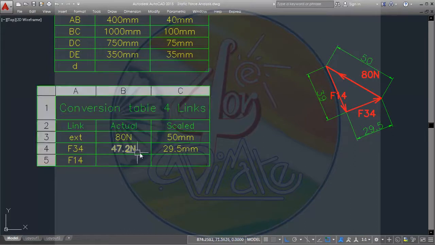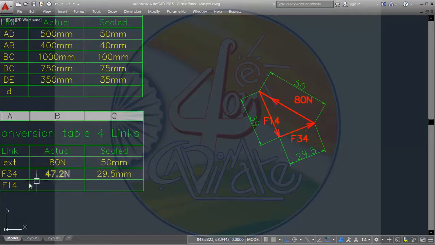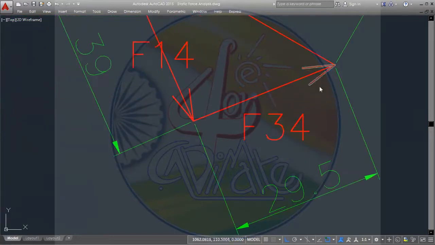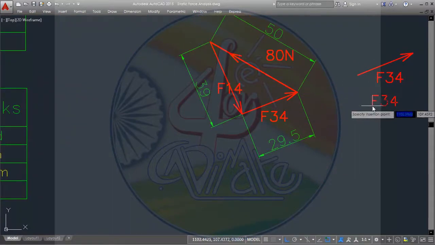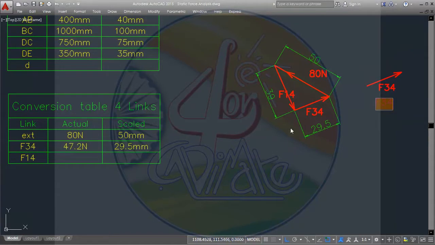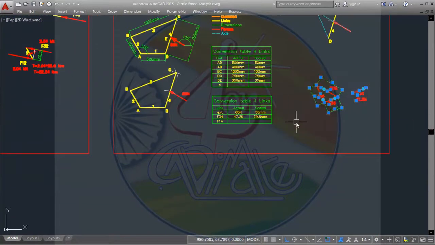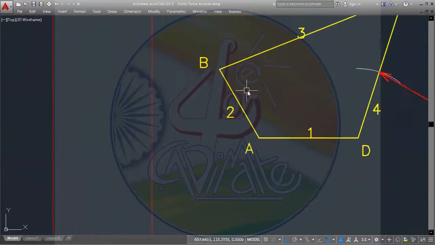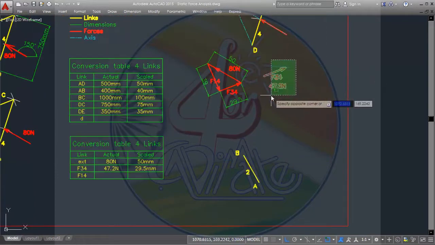Fine. So this force now we have to use. Which force is that? That is the force of 3 on 4, na? And what is its value? 47.2 newtons. Now this force we have to apply on the next link. What is the next link? The next link is link number 2. So let us take link number 2 as it is, and on this we have to start applying this force.